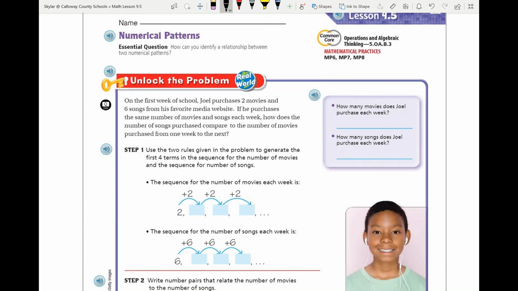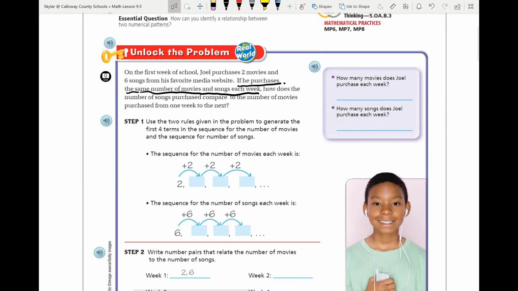It says on the first week of school, Joel purchased 2 movies and 6 songs from his favorite media website. If he purchases the same number of movies and songs each week, and that is your clue that we are going to be dealing with a sequence because it's the same number each week. How does the number of songs purchased compare to the number of movies purchased from one week to the next? Well, if we're going to compare the two, we should probably write out the sequence. We should probably see what they are first.